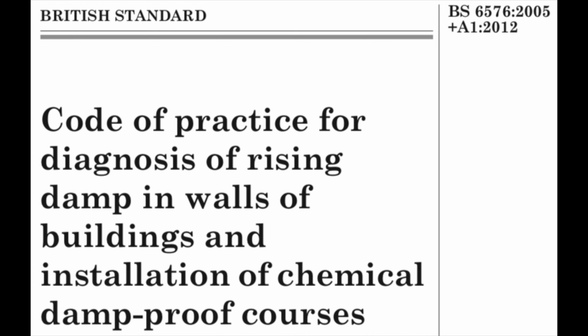Right, as you can see here is a screenshot of the British Standard, BS 6576. This is the code of practice for diagnosis of rising damp in walls of buildings and installation of chemical damp-proof courses. Now what is really important about that is it gives away what you need to do to eliminate causes, and it talks about moisture meters.